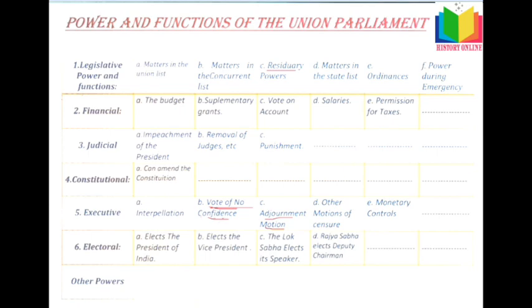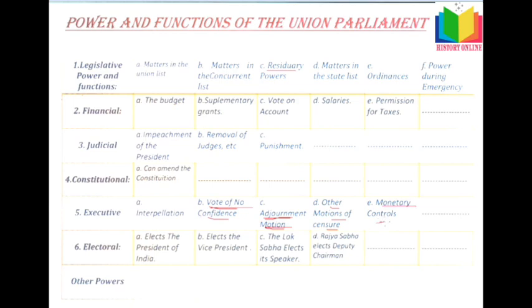The next is vote of no confidence. It means if a government acts against the constitutional provisions, it can be voted out of office by passing a vote of no confidence against the prime minister or the ministry as a whole or any of its members. In such a case, the whole ministry has to resign. And after that, the powers and functions regarding adjournment motion, other motions of censure and monetary control.